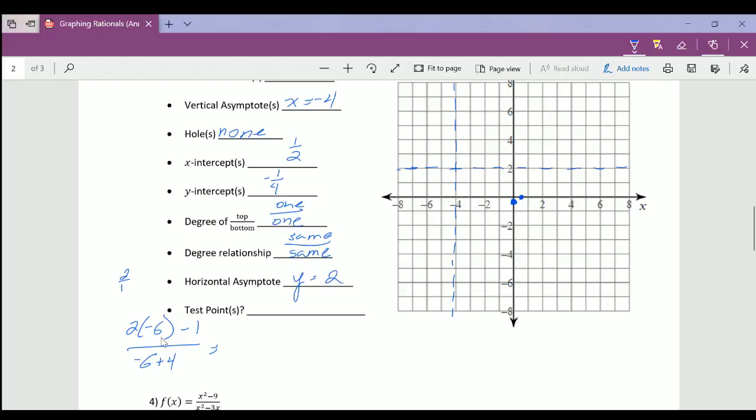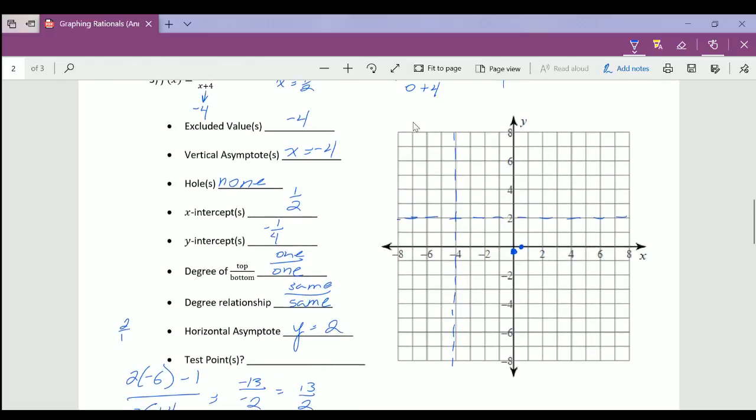Let's see. So up top we've got -13. And on the bottom we've got -2. In other words, that's 13 halves. Okay, that'll be 6.5. So here is 6. There's 6.5, right? Right about there or so. So yeah, it looks like it's doing what we wanted it to do.